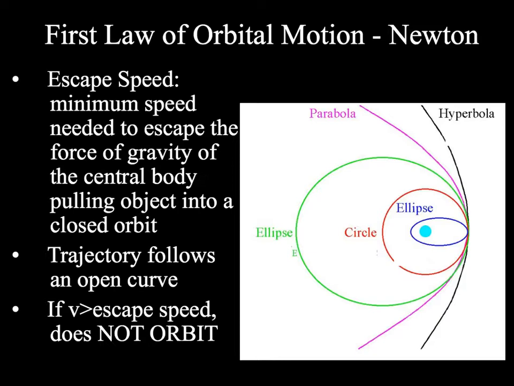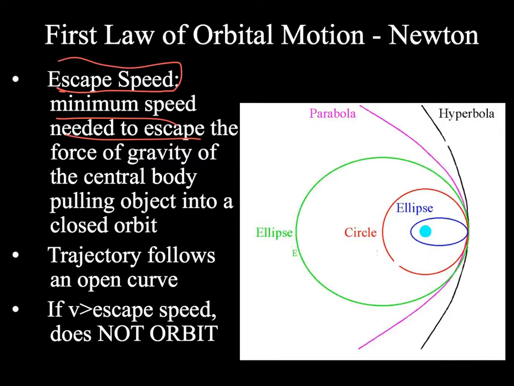So we mentioned this part about escape speed, so you do need to know what this is. It's the minimum speed needed to escape the force of gravity of the central body pulling the object into a closed orbit. So again, if you're going to have something in orbit, it has to have a speed greater than the escape speed.